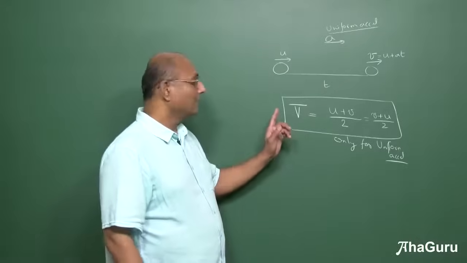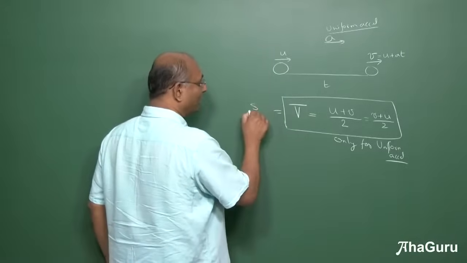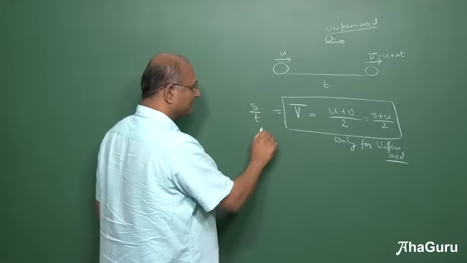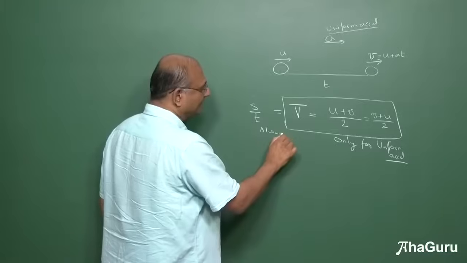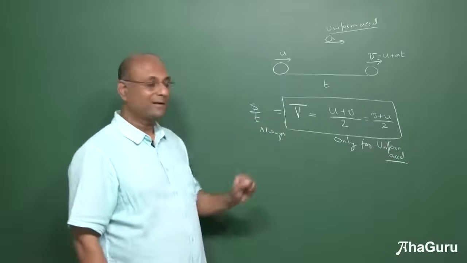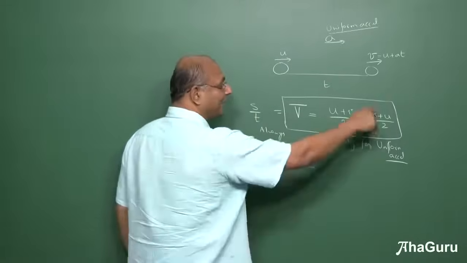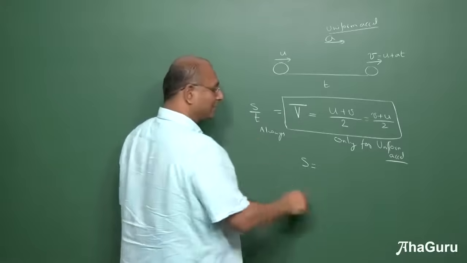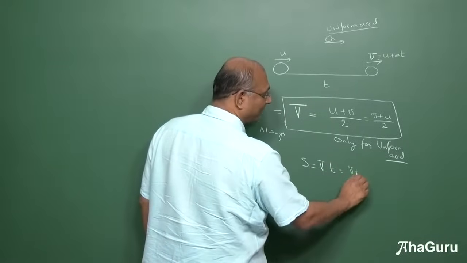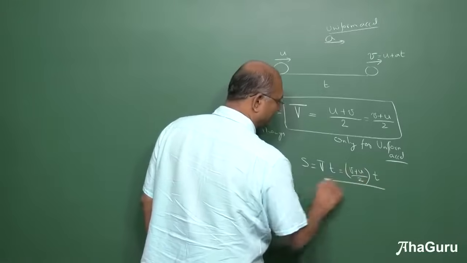Is that okay? But you know that average velocity is always displacement by time. This is always true. If something is always true, it must be true even here. Correct? So how do I calculate displacement? I can say average velocity into time. So displacement is average velocity into time, v plus u by 2 into t.